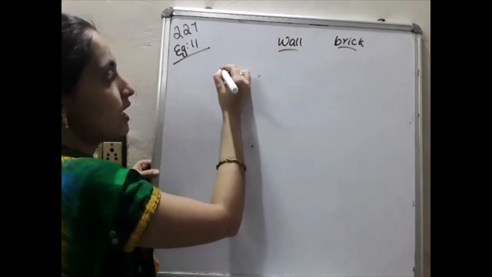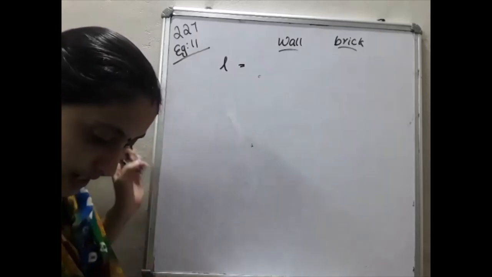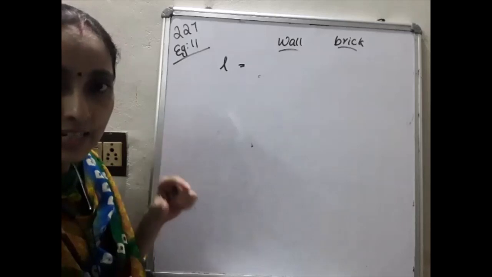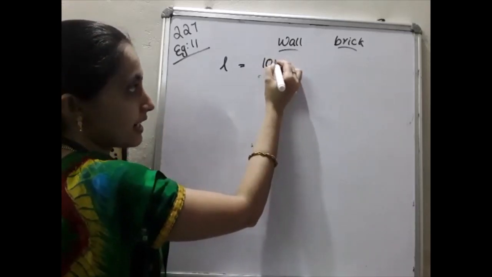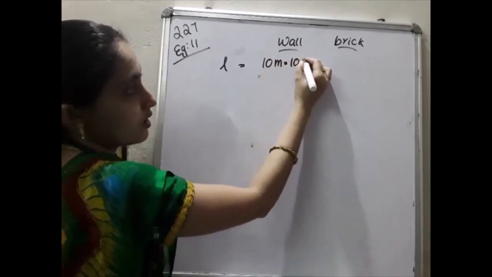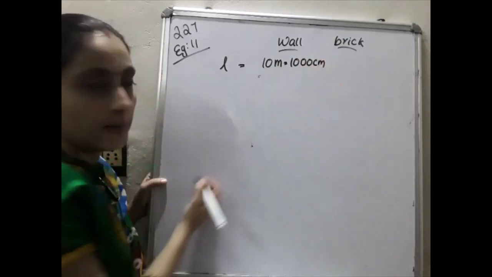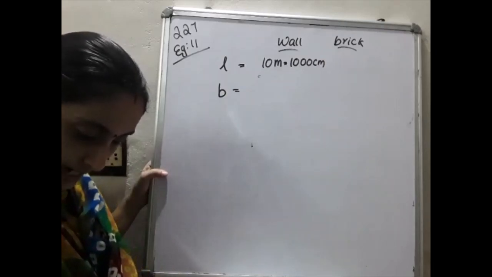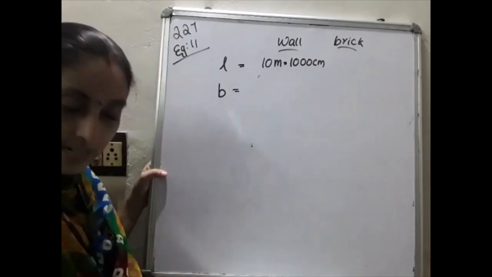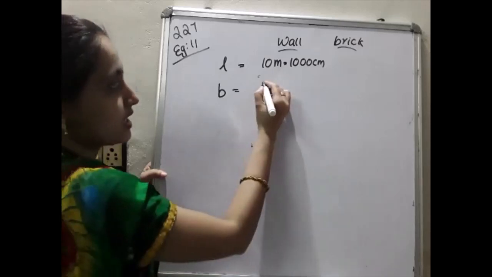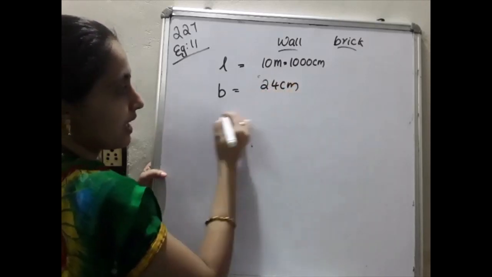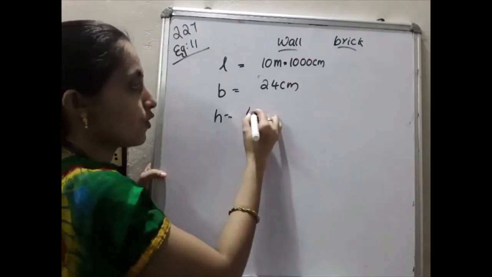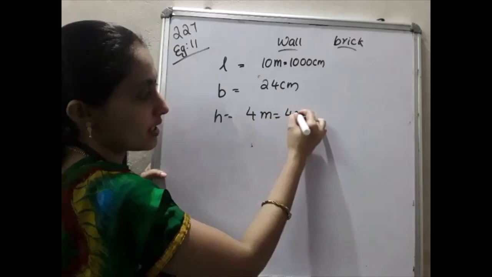Wall length is given as what? 10 meter, and the bricks are in centimeter, so you have to convert. 10 meter is equal to 1000 centimeter. Then the breadth of the wall, thickness is 24 centimeter. And height is given as 4 meter, so 4 meter is equal to 400 centimeter.